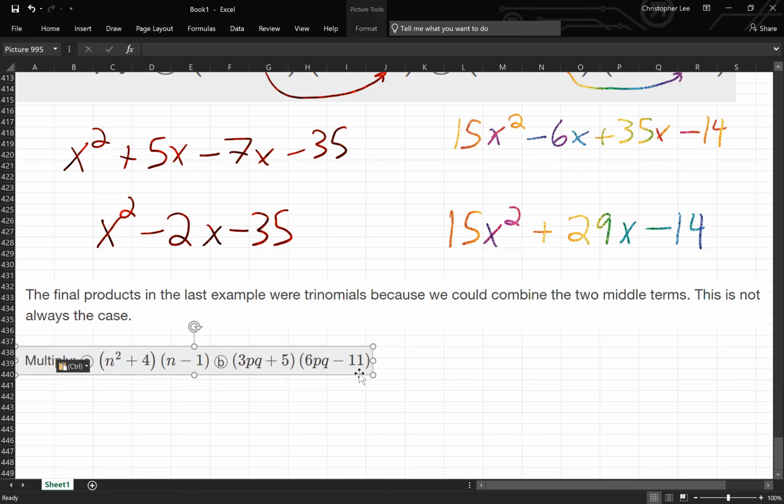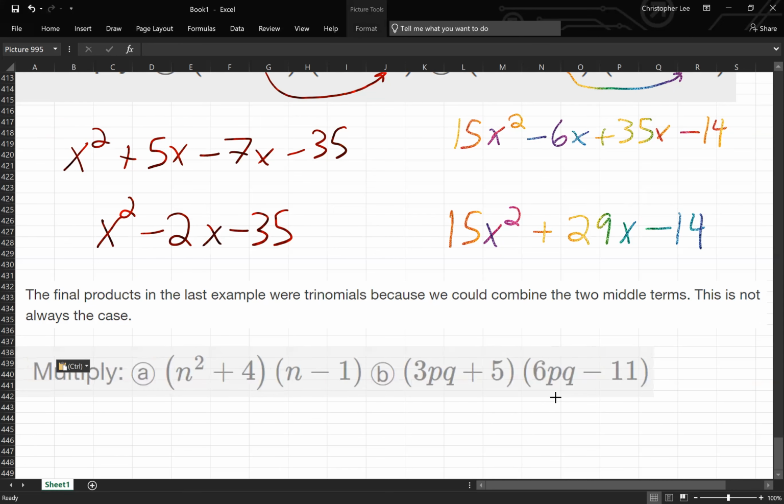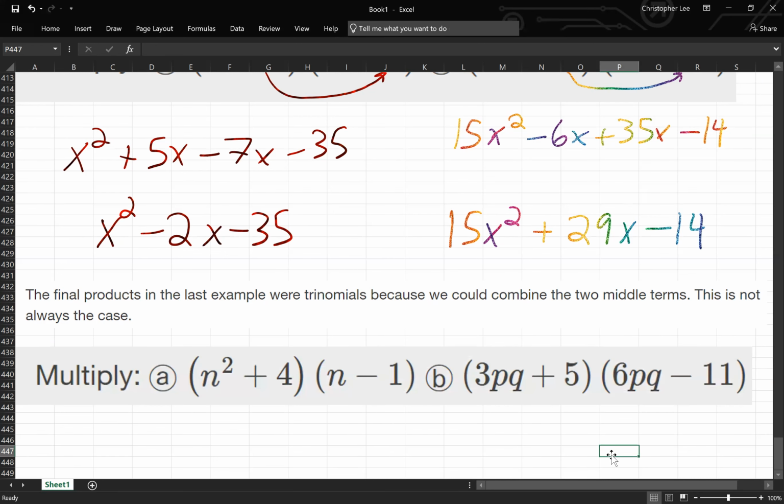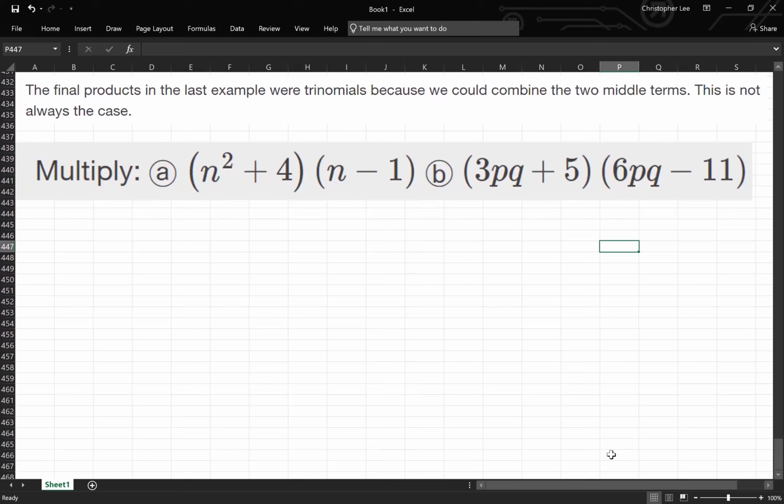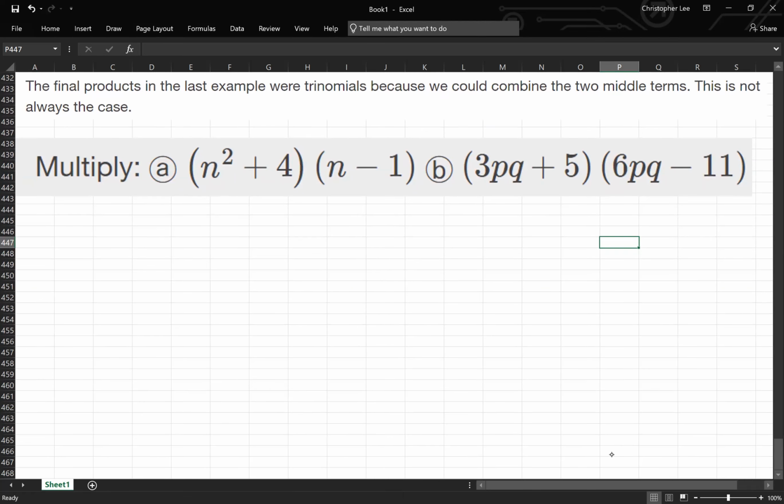Now, nothing's changing in these problems, right? I'm going to use the same procedure that I used before. Nothing's changing, right? But let's look at what happens. So I'm going to distribute this. I have n squared times n. That's going to give me n to the third power. Next, I have n squared times negative 1. It's going to give me a negative n squared. Then I'm going to have 4 times n, which is going to give me a positive 4n. And then I have positive 4 times negative 1, which is going to give me a negative 4.